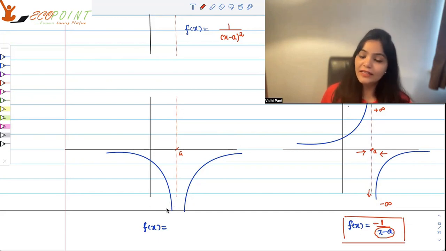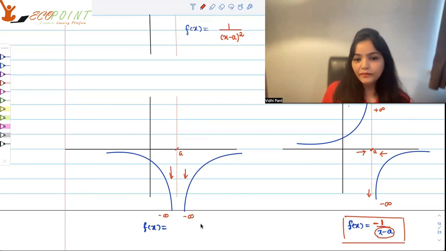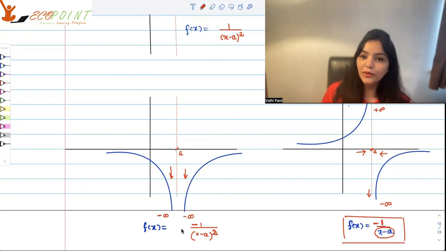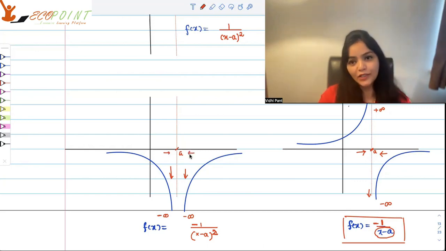Now look at this graph. In this graph, whether it is from the left or from the right, both approach minus infinity. How is that happening? That's happening because this is the graph of minus 1 upon x minus a whole square. So x minus a whole square will always be positive, and 1 upon x minus a whole square will always give you plus infinity. And since you will have a minus sign outside, that will become minus infinity. That is why in both cases, from both the directions, the graph is going to minus infinity only.